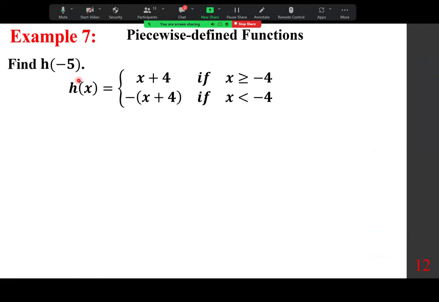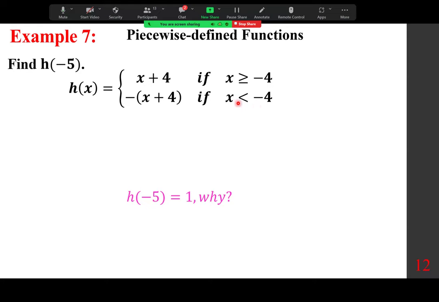Find h of minus 5 when h of x is defined as x plus 4 if x is larger than or equal to minus 4, and h of x equals minus x plus 4 if x is less than minus 4. And we claim h of minus 5 is 1. We want to see why that is.